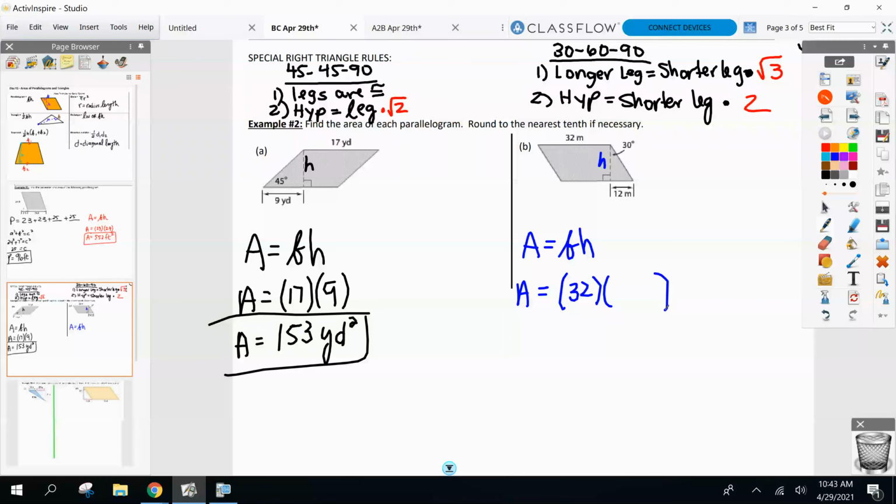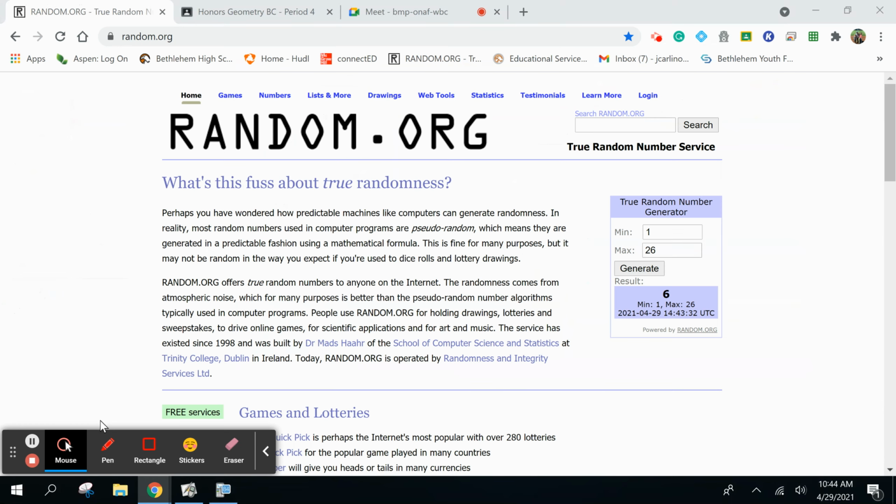12. What type of leg is the 12? Is that shorter or longer? Shorter. It's across from the 30. What's the height? Is the height the longer leg or the hypotenuse? Longer leg. So do the rule. I have 12 as the shorter. What would be my longer leg now using the rule? Boom! 25. Sabrina, what would be my longer leg?